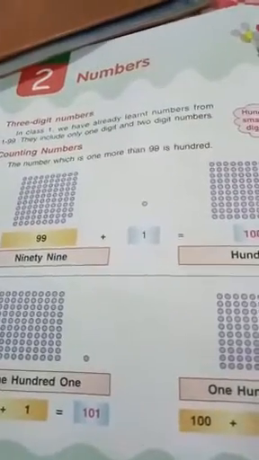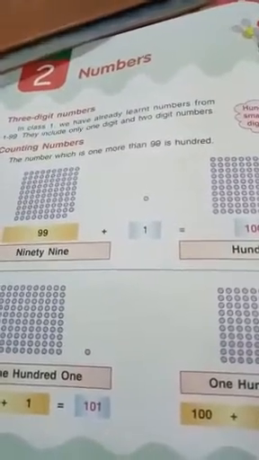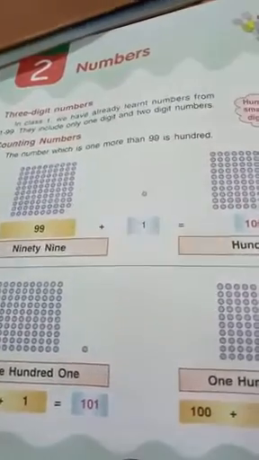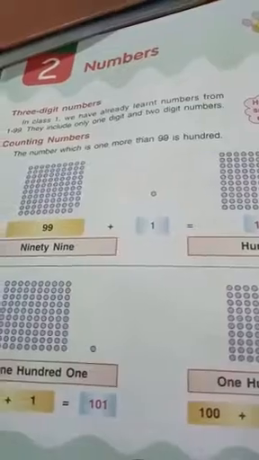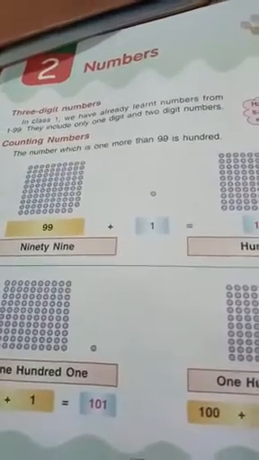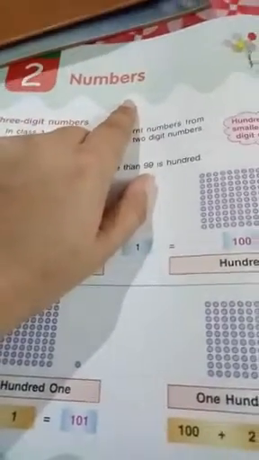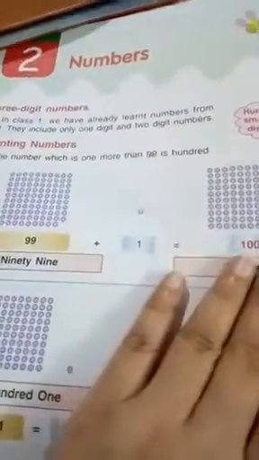So, we have completed our chapter number 1. This is going to be our third class of class 2 maths. Today, we'll study chapter number 2. Chapter number 2 is numbers. So, we have to read the numbers.